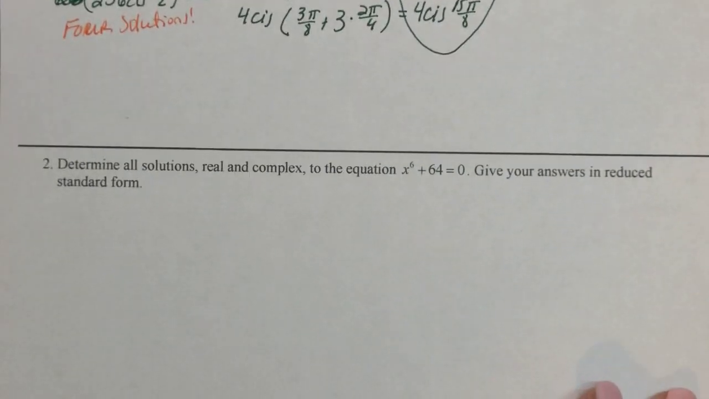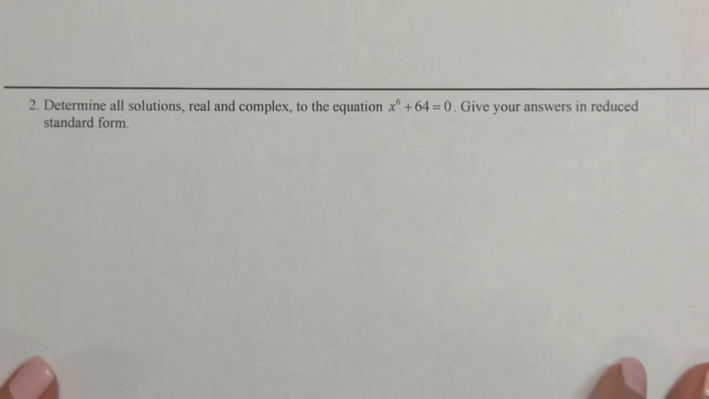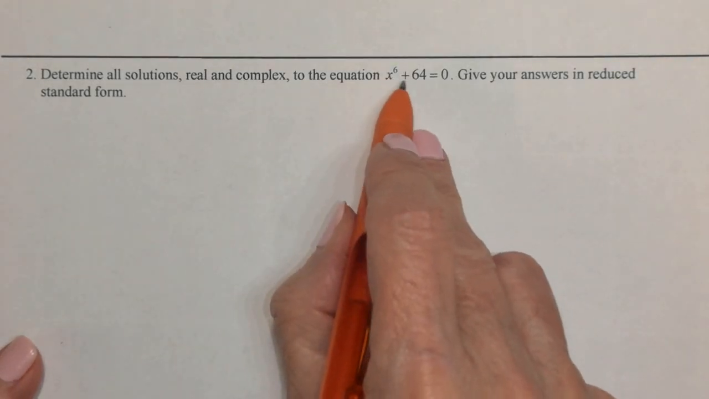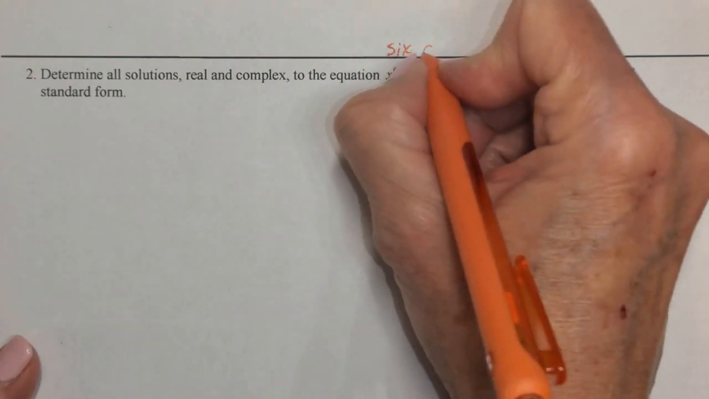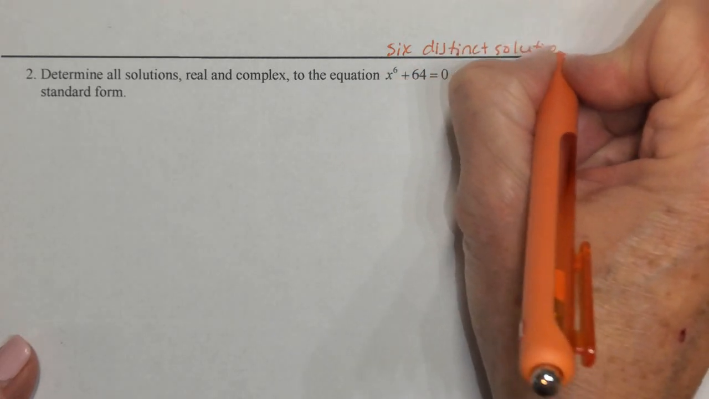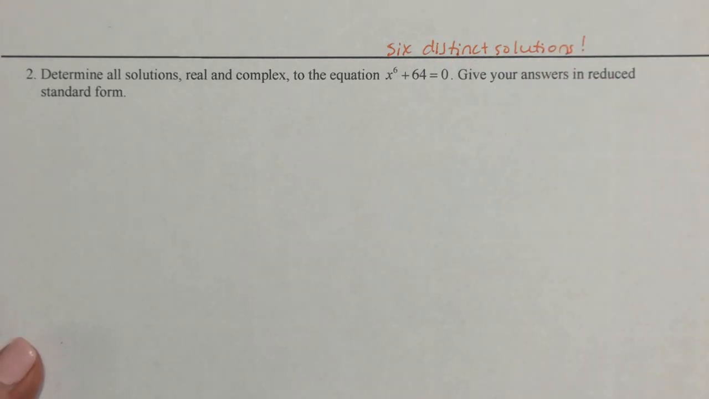I find this stuff really interesting that we're able to do this. Let's determine all of the solutions, real and complex, to this one. Well, it's a 6th degree polynomial. That means we can have 6 distinct solutions. Distinct means different. So we're going to get 6 answers here. I already know what 2 of them are, right? Well, I take that back. Never mind. Let's just find them, okay?